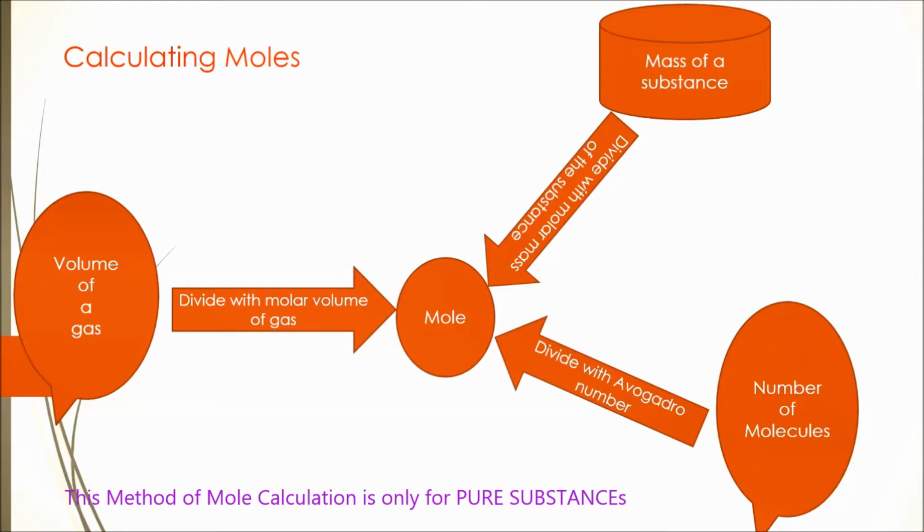Why do you divide? Actually, mole is a big unit. So when you convert other amount, mass, number or volume into mole, the numerical value of mole will be smaller because that is a big unit. Like when you convert gram, kg or something into ton, ton is a big unit. The ton numerical value gets smaller. Similarly, mole gets smaller when you convert other units into mole.